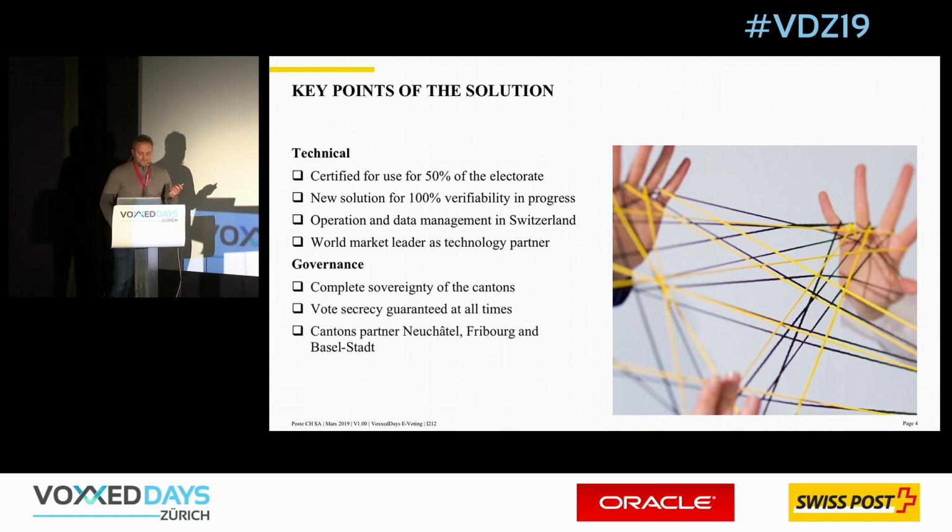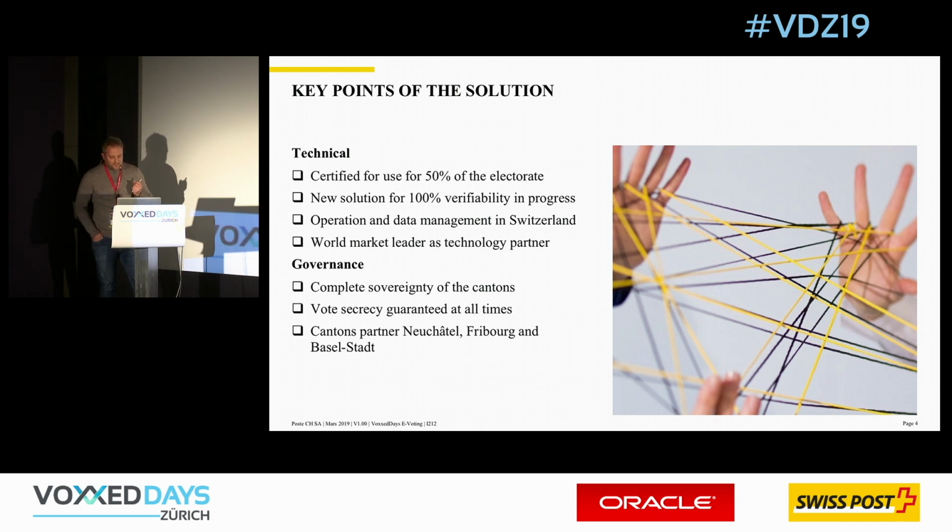About the governance, we have to say that all sensitive data always stays in the cantons. For example, the decryption key is split among the members of an electoral council. They have smart cards, each holding just a part of the decryption key, and they have to meet at the end to make the decryption.